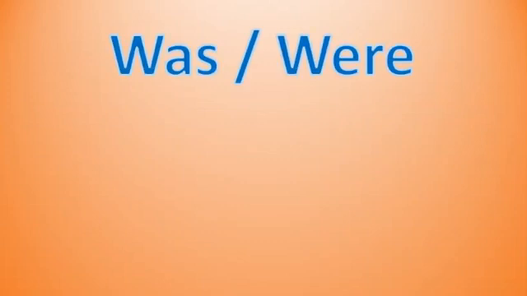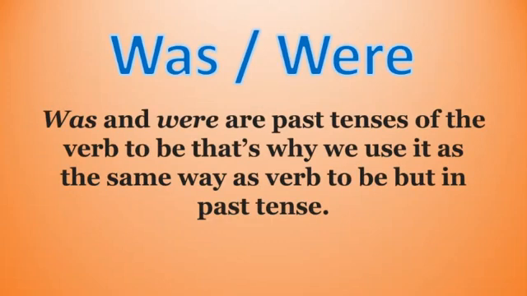Today I'm going to explain to you what is was or were. Was and were are the past tense of the verb to be. That's why we use it in the same way as the verb to be, but in past tense. Don't forget that it's was and were.